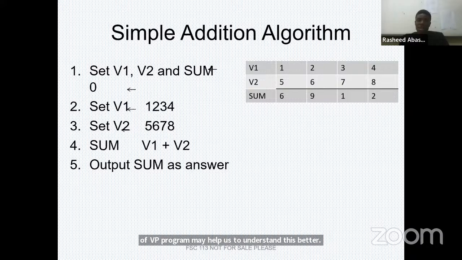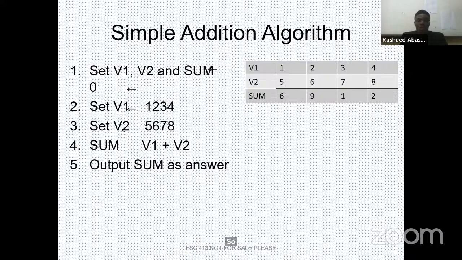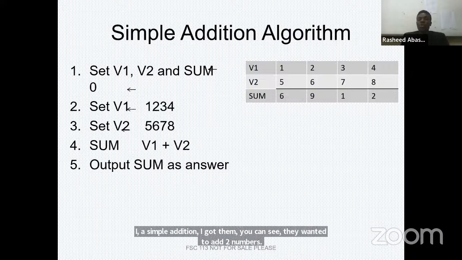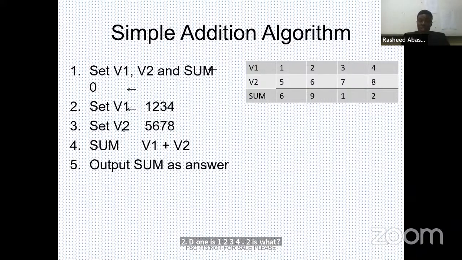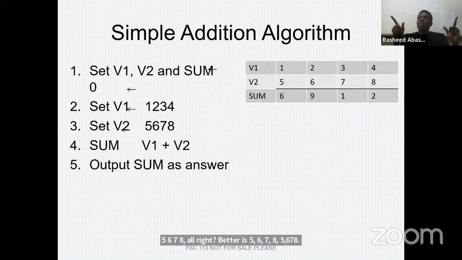So a simple addition algorithm, you can see they want to add two numbers, and these numbers are to be stored as V1 and V2. V1 is 1, 2, 3, 4. V2 is what? 5, 6, 7, 8. All right. V2 is 5,678. So in the algorithm, you can see we need to know V1 and V2.